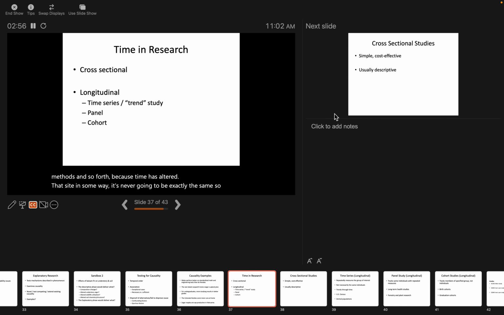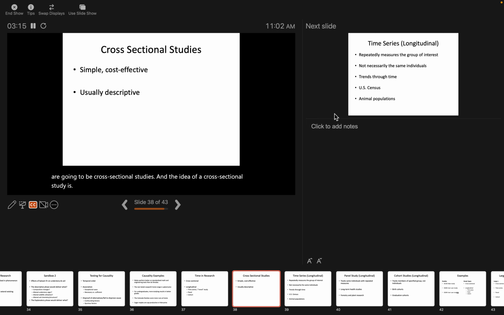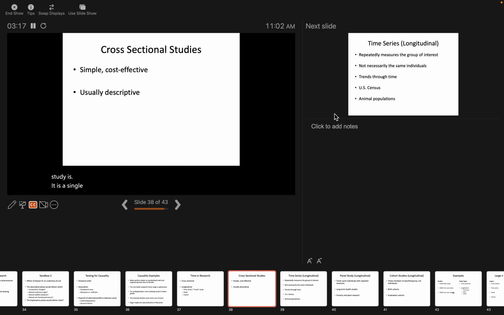So let's talk about the effects of time in research and how to work with or control effects of time. Most studies that we're going to be dealing with at the master's level, the most immediately important and interesting stuff, are going to be cross-sectional studies. And the idea of a cross-sectional study is that it is a single time slice. It is essentially a momentary snapshot. Now, a lot of cross-sectional studies happen over the course of a couple of weeks or a couple of months of field work, that kind of thing.